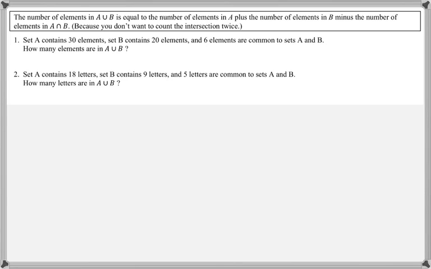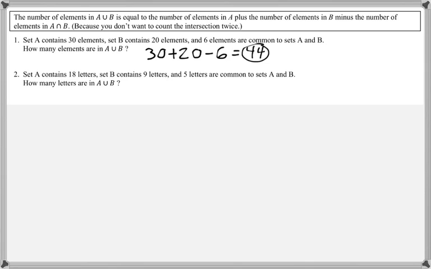So number 1 says, set A contains 30 elements, set B contains 20 elements, and 6 elements are common to sets A and B. How many elements are in A union B? So we have to take 30 plus 20 and then subtract 6 to get 44.